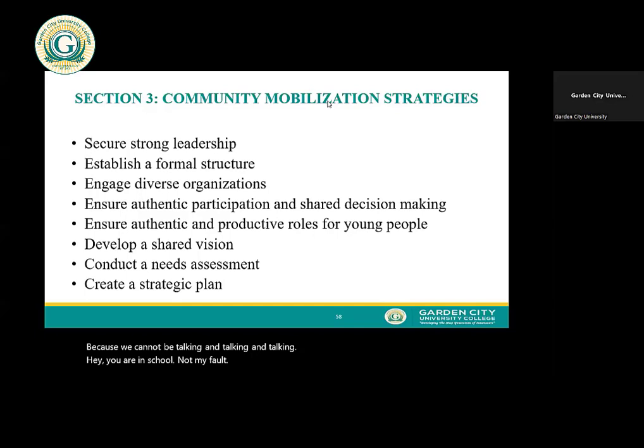Then ensure authentic and productive roles for the young people. Many a times we think that the youth have nothing to offer. In trying to mobilize people, we take them out of it. We don't engage them. But one strategy that will work for you is this: the youth are energetic and they can work, so involve them as part of your strategy. Then develop a shared vision. Don't go with your vision, but go there and say, this is my vision, I've done assessment, this is what you also need. Let's come together and have a shared vision so that this can work. Then create a strategic plan after you all have conducted a needs assessment.